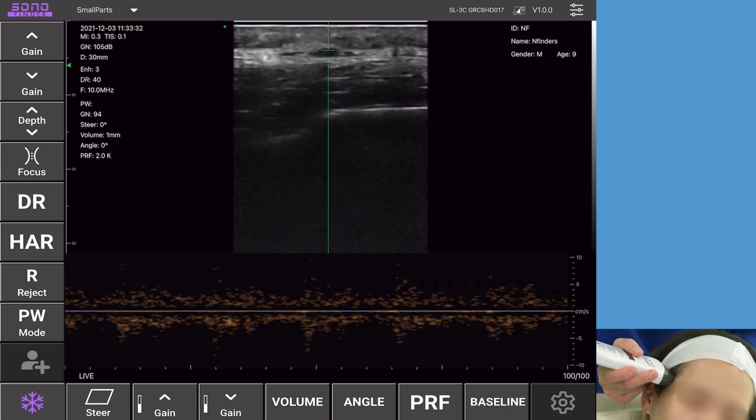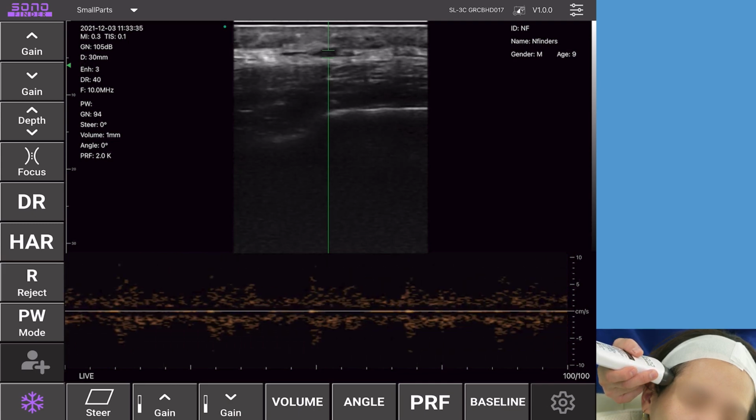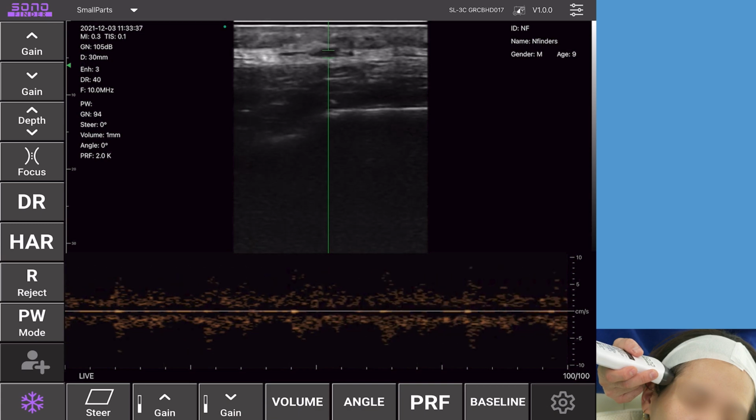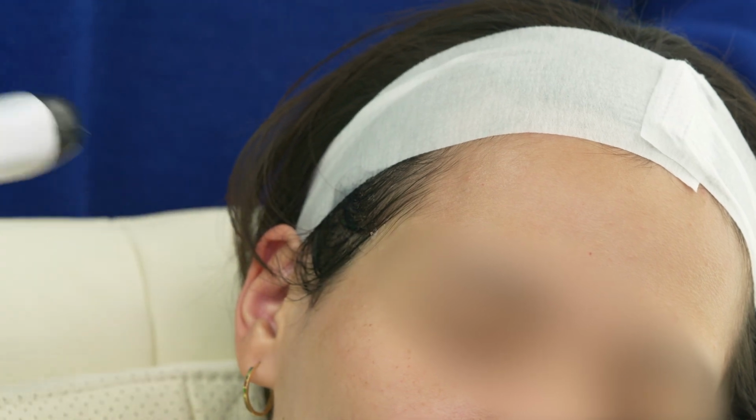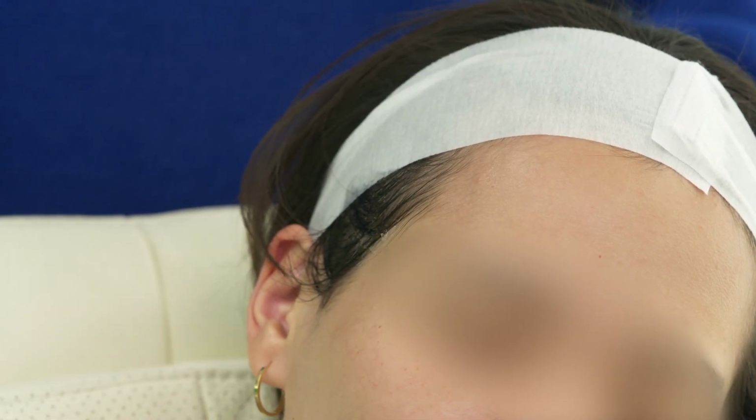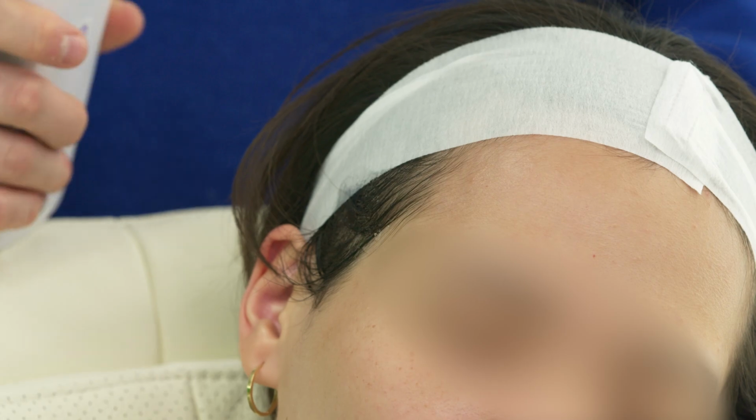Yes, that's the typical sound of an artery. So now we just confirm that this is a superficial temporal artery. So, in order to avoid blood vessel damage, it's important to trace the path of the superficial temporal artery.